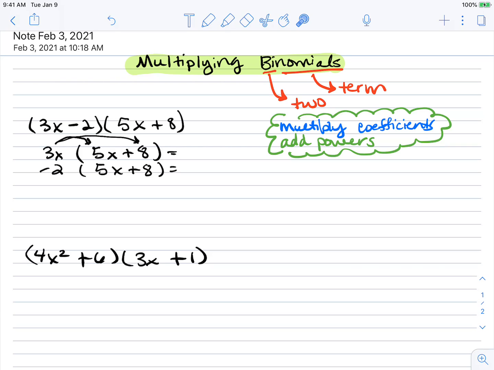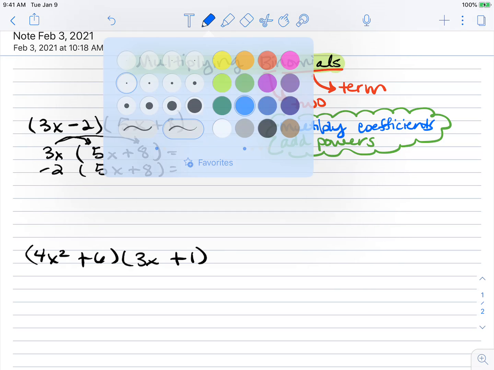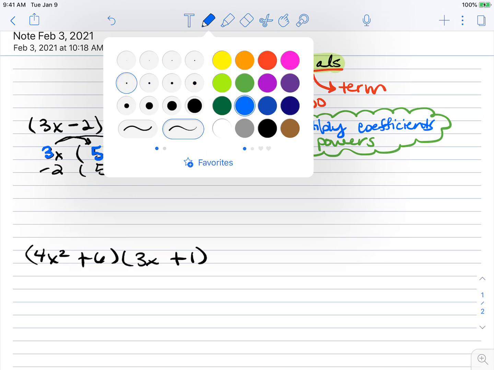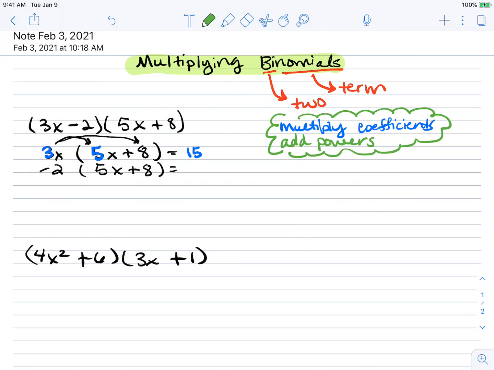I am using the concept that I'm going to multiply the coefficients and then add the powers. So what I'm going to do first is multiply the coefficients, and I'm going to do that in blue here. The coefficient of 3 times 5 gives me 15. But then I want to add the powers on the variables, and our variables are missing their powers. If there's nothing written down, it's assumed that they're 1. So now I'm going to add the powers on those two terms in black. I've got x, and I'm adding 1 plus 1, and that gives me 2.